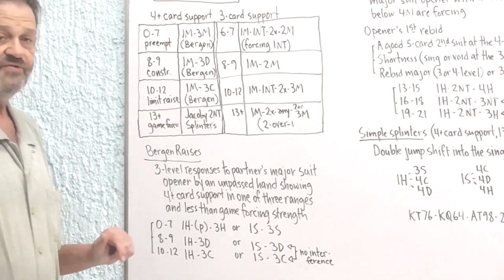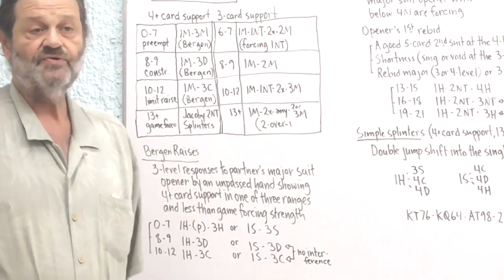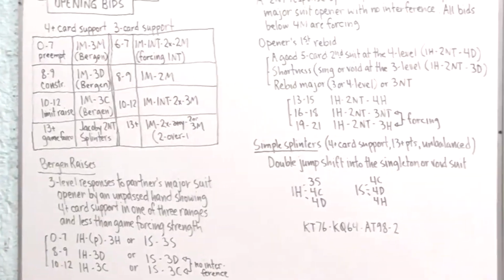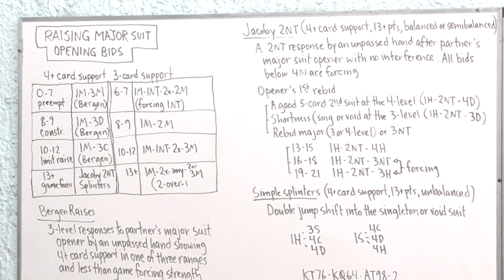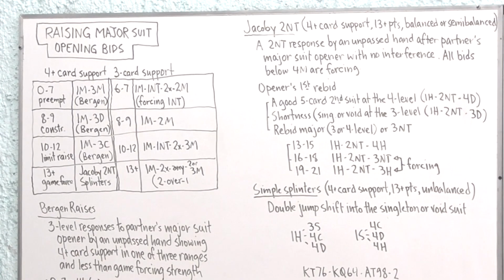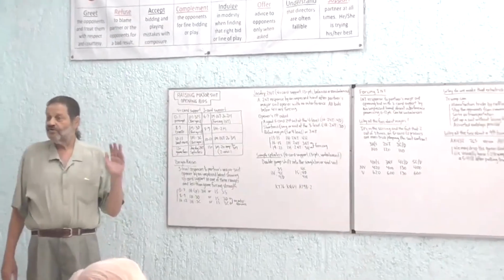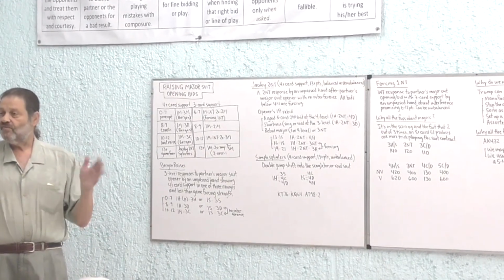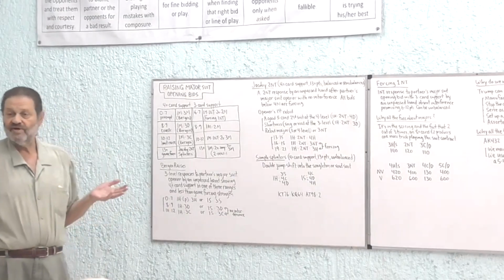That's in this form. All right, now we're going to get down to this box. When we have game forcing strength and 4-card or better support, we'll use the Jacoby 2 no trump if our hand is balanced or semi-balanced. And let me review for you what those terms mean. A balanced hand is a hand with at most 1 doubleton and no singletons or voids. So the shapes that fit that description are 4-3-3-3, 4-4-3-2, and 5-3-3-2. Those are the 3 balanced hands.